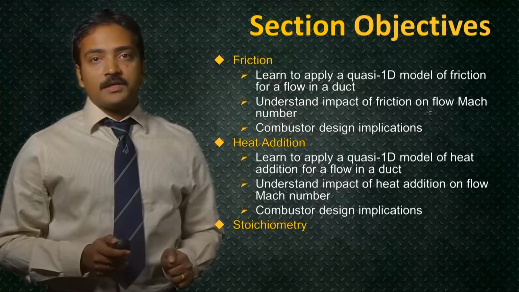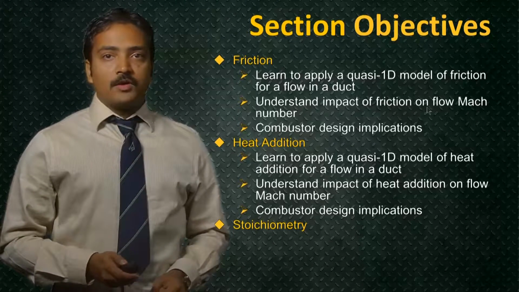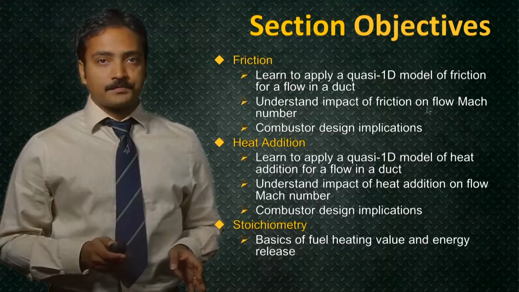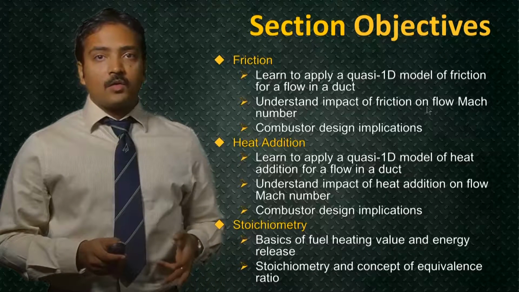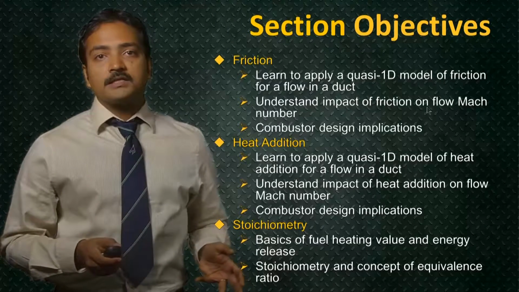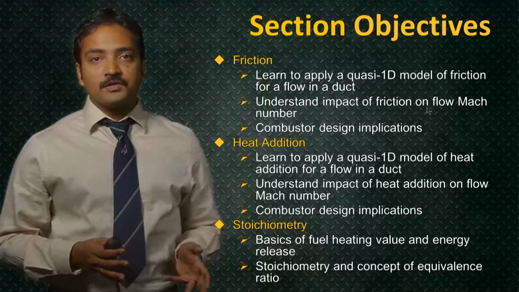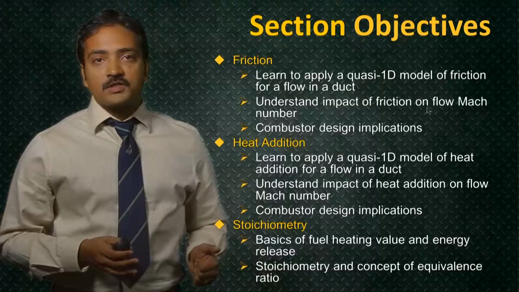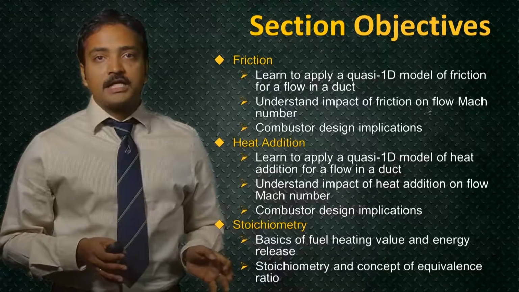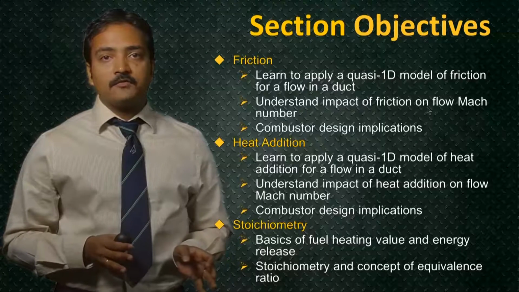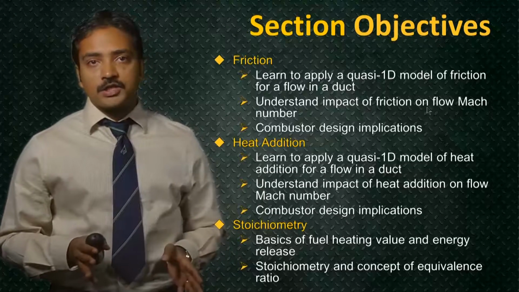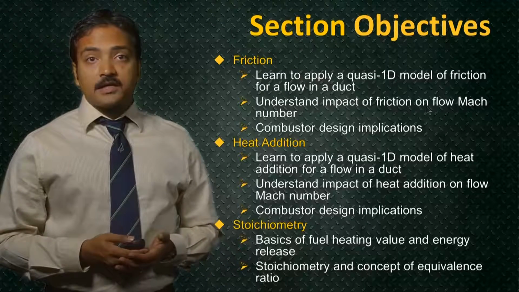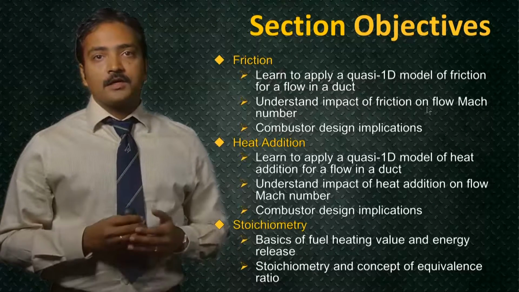Lastly, we'll look at stoichiometry. I know the word sounds complicated, but all it means is getting to know how much fuel is added to the flow relative to the amount of air. That is, if we burn 1 kilogram of fuel, how much heat will be released, and can we express the fuel to air ratio for different fuels using a common platform called the equivalence ratio. Once we are familiar with these concepts, we'll be in a position to evaluate exactly how much heat will be added if we are given information about the type of fuel, equivalence ratio, etc. So let's get started on this journey of gaining a mathematical and, more importantly, a physical understanding of the combustor.